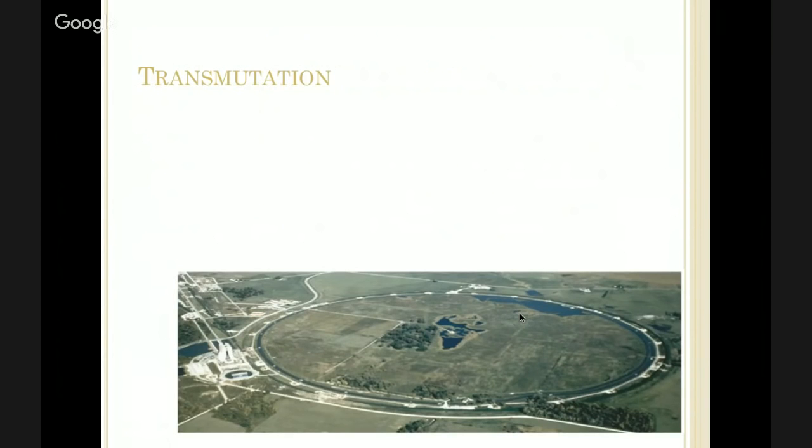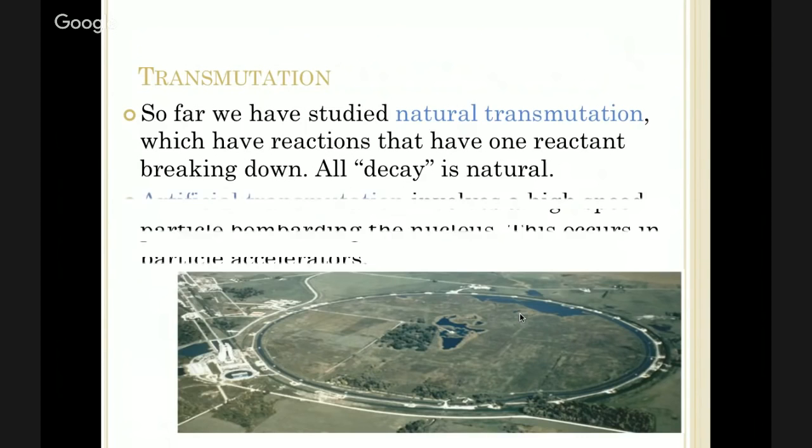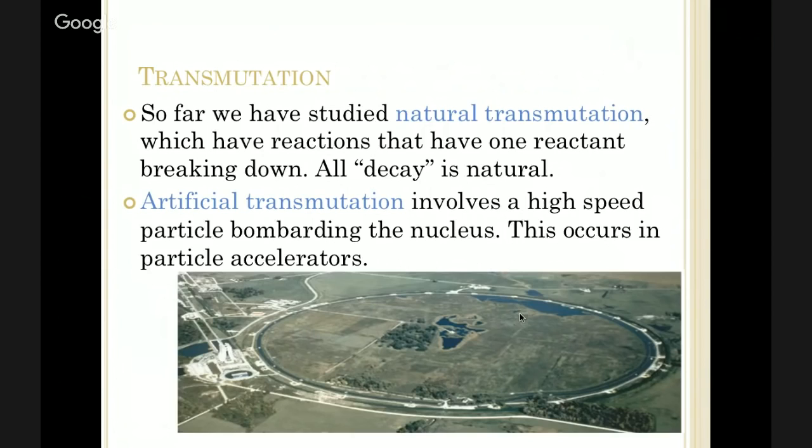Now that we're done with half-lives, let's talk about transmutation. So far, we've studied natural transmutation, which means the particle just spontaneously broke down. Somebody had asked about that on the questionnaire. A spontaneous reaction is one where you have one reactant that just breaks down, so one thing before your arrow. So all decay is natural.